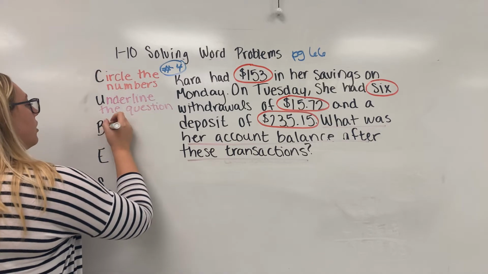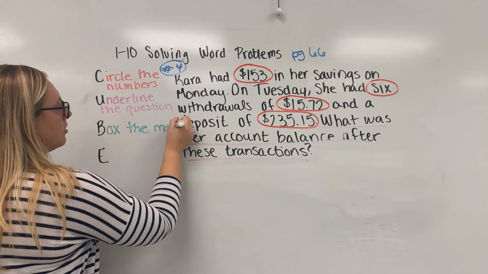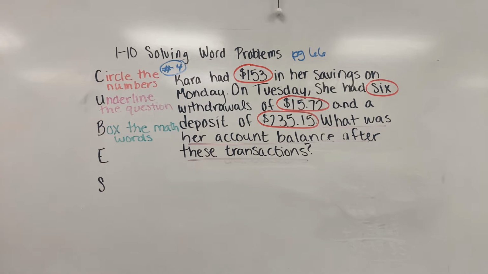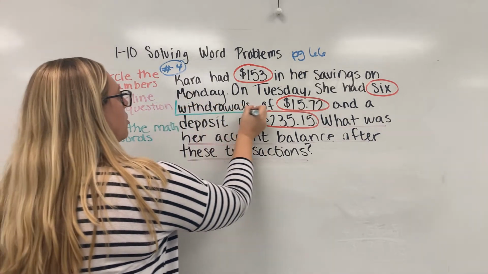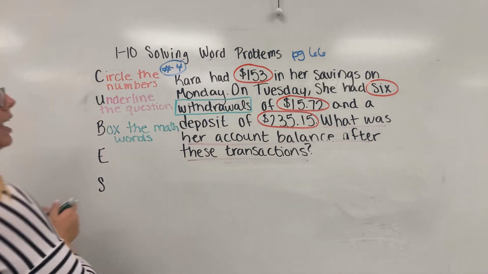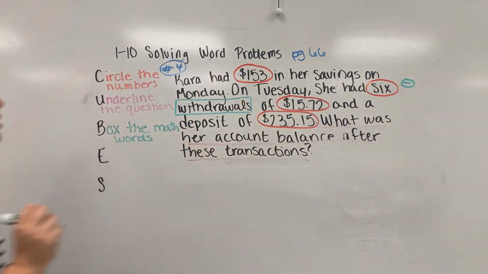B stands for box the math words. And what I mean by math words are words that tell us to do different operations, whether that's add, subtract, multiply, or divide. In this case, we have 2 math words that we can box. So our first one is going to be withdrawals. Withdrawals means we're taking money out of a bank account. So that's going to indicate to us that when we have these 6 withdrawals, my 6 is going to be a negative number. Okay.